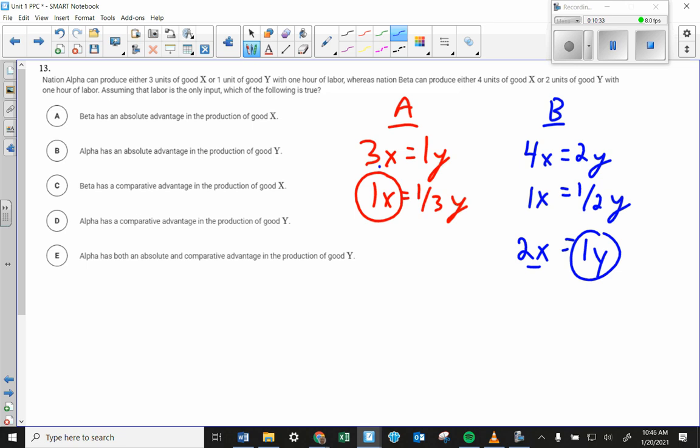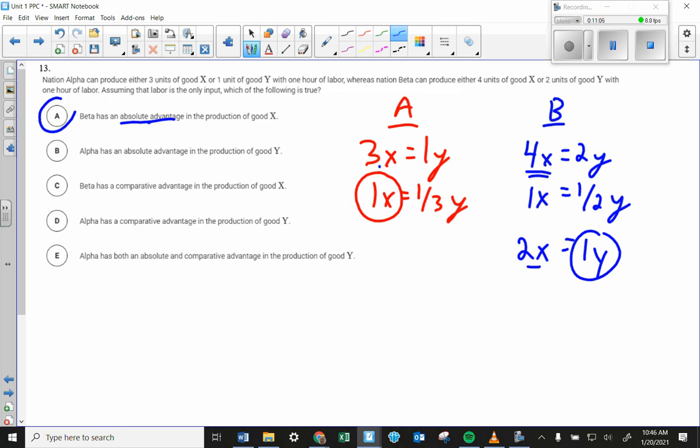Well, shoot, they only ask about absolute production. Okay, so beta can produce 4X, while alpha can only produce 3X. So that's actually what makes that answer, because it's the absolute advantage, and the absolute advantage is who can produce the most. It's definitely not, let's see, alpha has the, well, beta has the absolute advantage in Y there, so that's not the answer there.